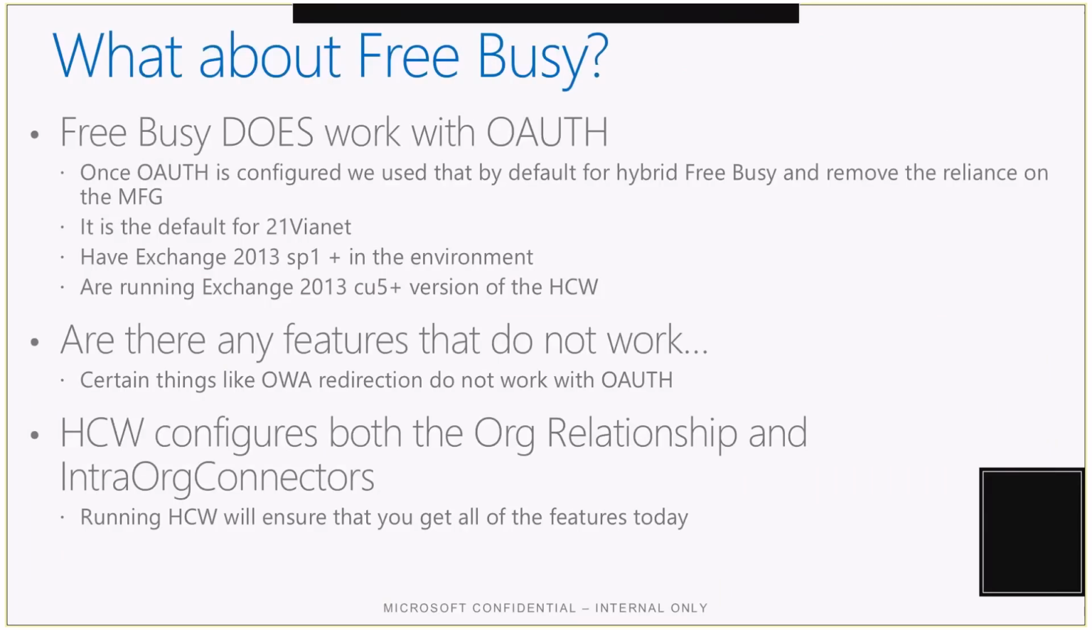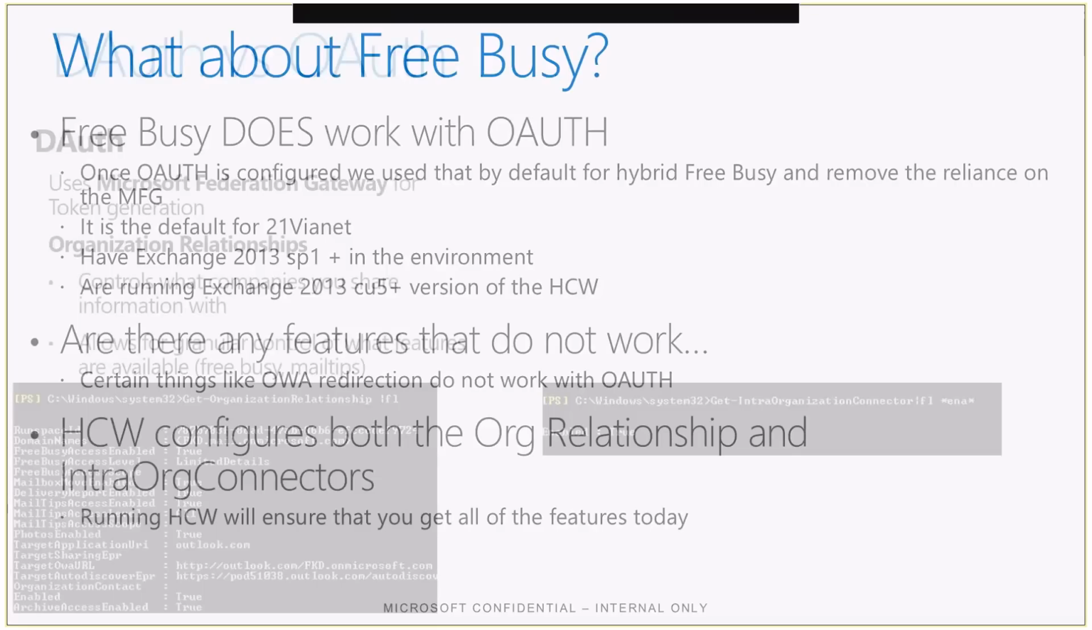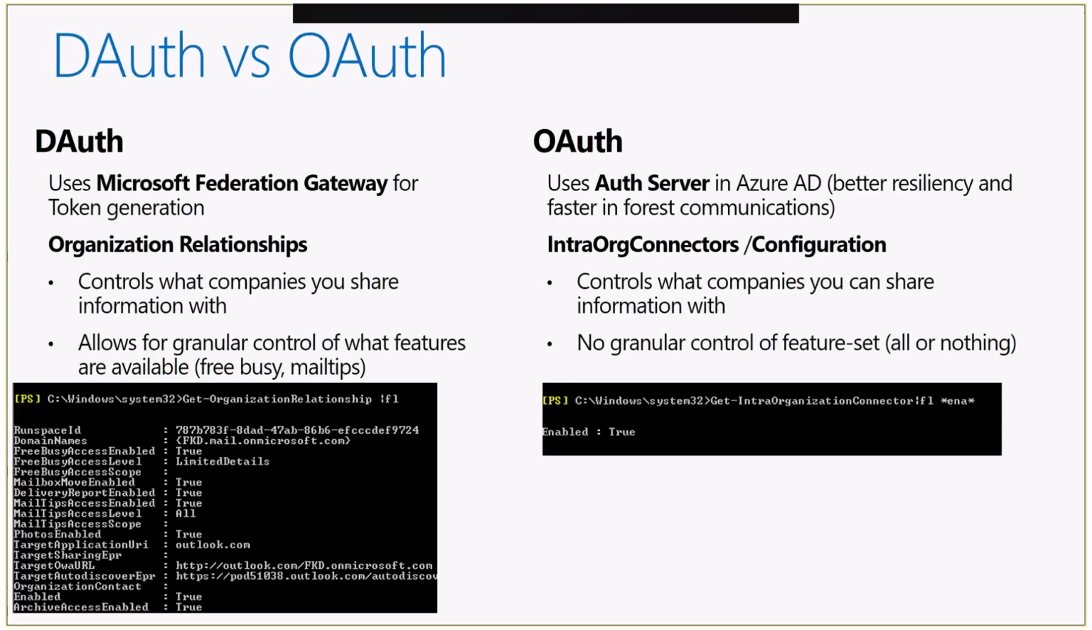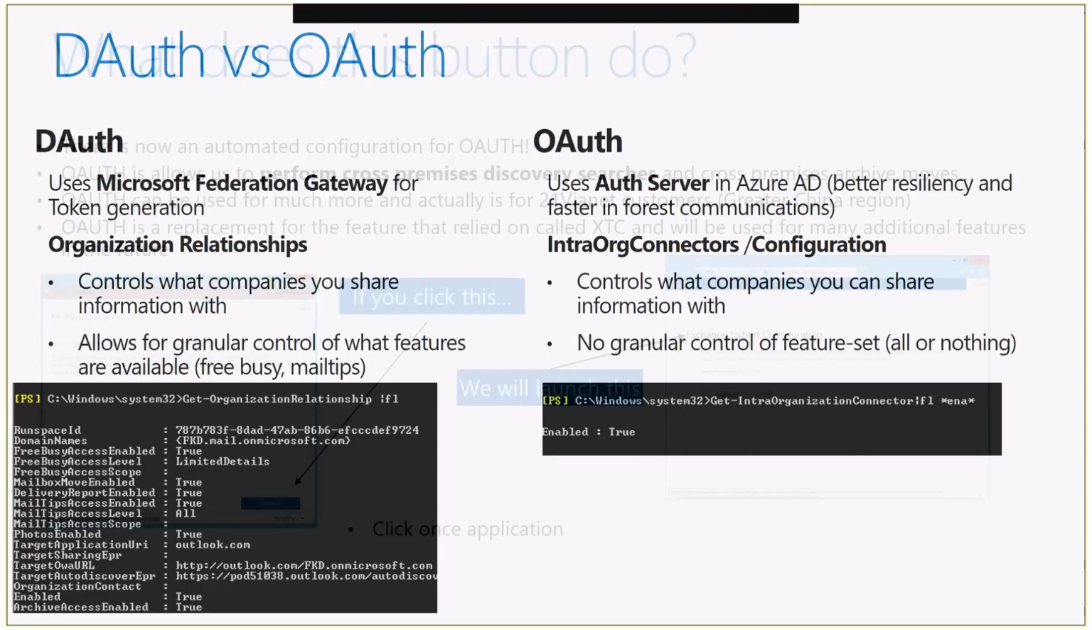If you have OAuth configured, in most circumstances you're going to use OAuth over Org Relationships and the Federation Trust for cross-premises FreeBusy. Some people say, my FreeBusy is not working, and they start troubleshooting the way they normally would. But it's actually not using the old method, it's using the new method of OAuth, and they're troubleshooting the wrong thing. I'm going to show you in a minute how to tell if it's using the old or the new method. To cover it fast, there are two terms I've been using, DAuth and OAuth.